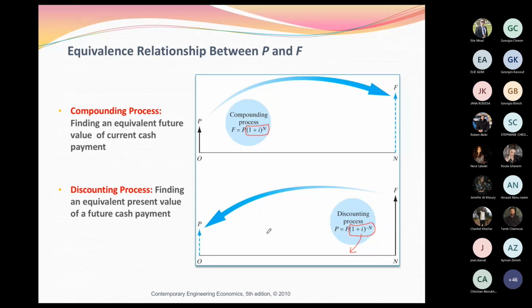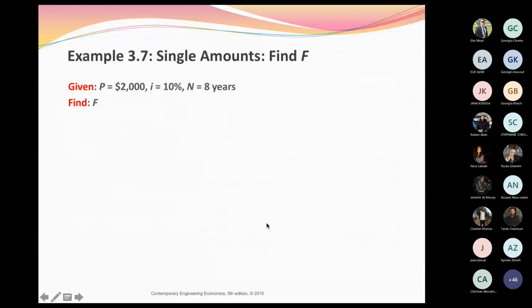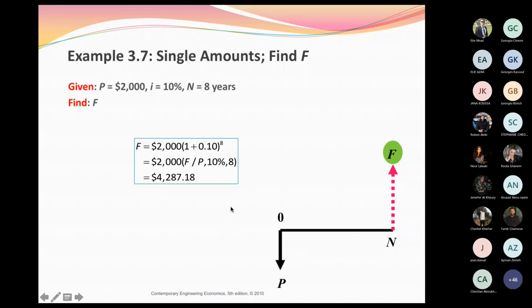Single cash flow, we have either compounding or discounting. Compounding, from present to future, we are determining the time value of money, and discounting is the opposite. This is an example of a single cash flow where you have P $2,000, 10%, 8 years. We need to find F. Look what we are going to do. Again, we don't like this 1 plus 0.1 to the power 8 in economy. We will replace it by what we call an economic factor. From now on, I want you to use these factors, not the mathematical expression.